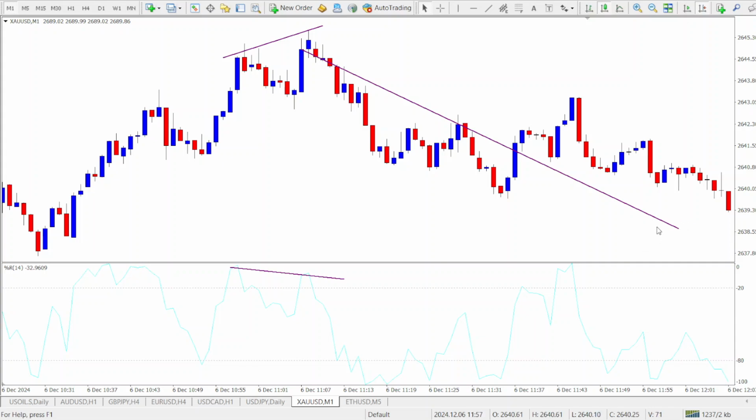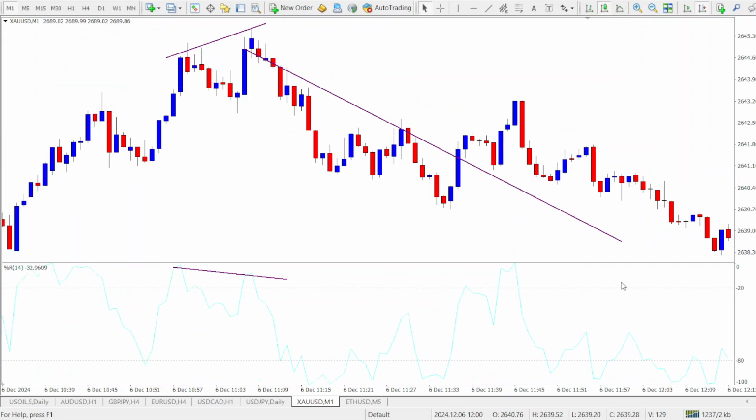Okay, so you can use the Williams percentage range to actually spot divergence. All right, now of course, the reverse is the case for a bullish divergence. That's going to be when the price is making lower lows while the indicator is making higher lows. Okay, now let's talk about settings.